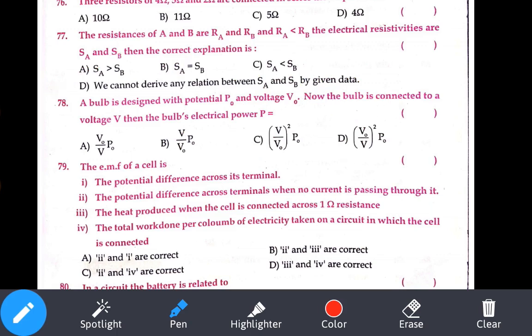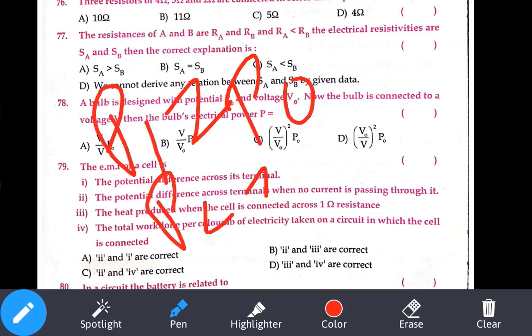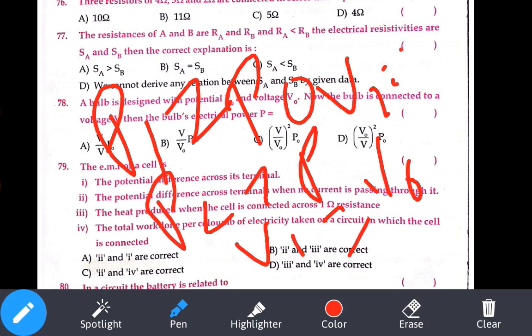A bulb is designed with a power P0 and voltage V0. When the bulb is connected to voltage V, then the bulb's electric power, so the P2 value. So the P1 value they have given as P0, and the P2 value they are asking to find out, and the V1 value they have given as V0, and the V2 value they have given as V.